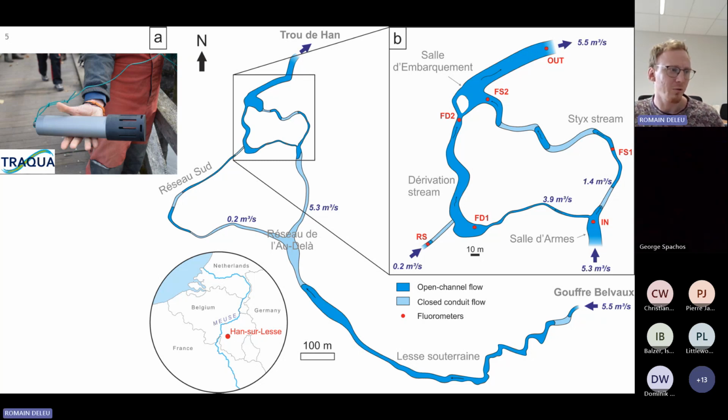We also have a fluorometer in the small stream Réseau Sud, RS, which is a minor stream. And then we have a final fluorometer at the outlet of the system, on the top of the figure here. This is where it will be interesting, because this is supposedly where we would observe a double peak, if there is one.